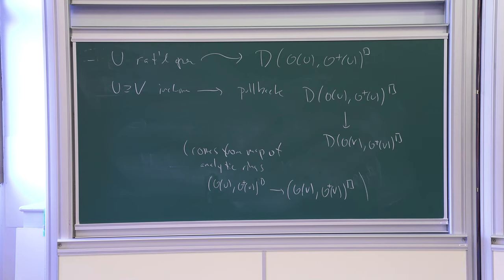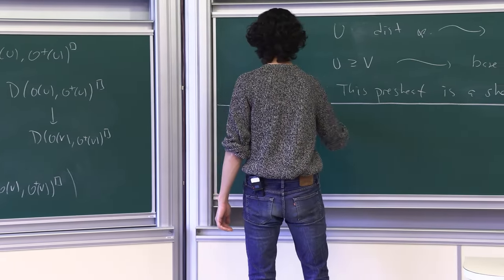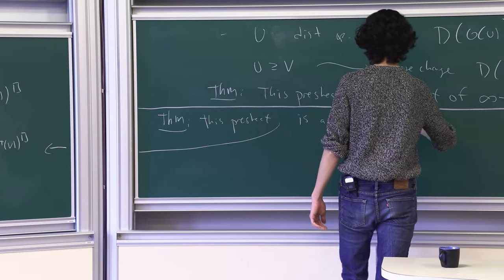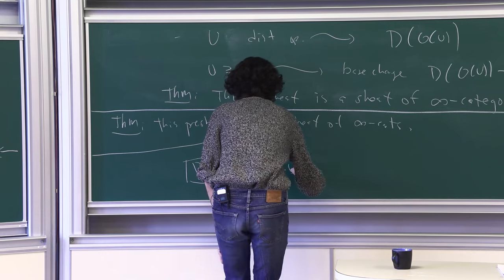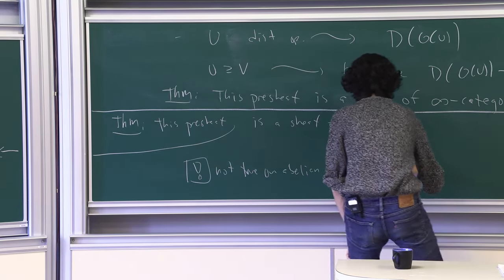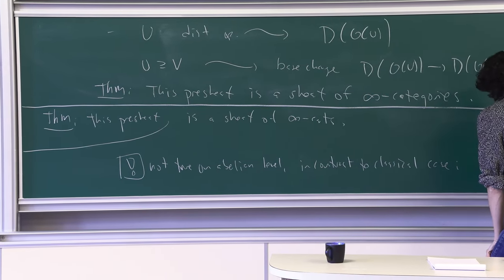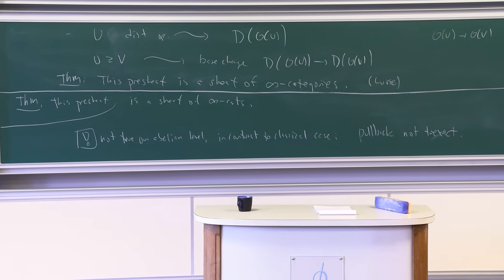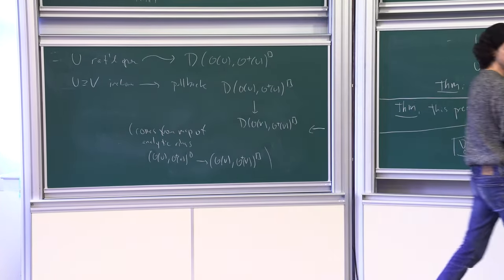And then the theorem, I've run out of space, but maybe I'll put it. This pre-sheaf, that one over there, is a sheaf of infinity categories. And I'll put the warning that this is not true on the abelian level, in contrast to the classical case. These pullback functors are not t-exact in general, because the pullback involves a solidification, which, as I said, is not a flat operation.